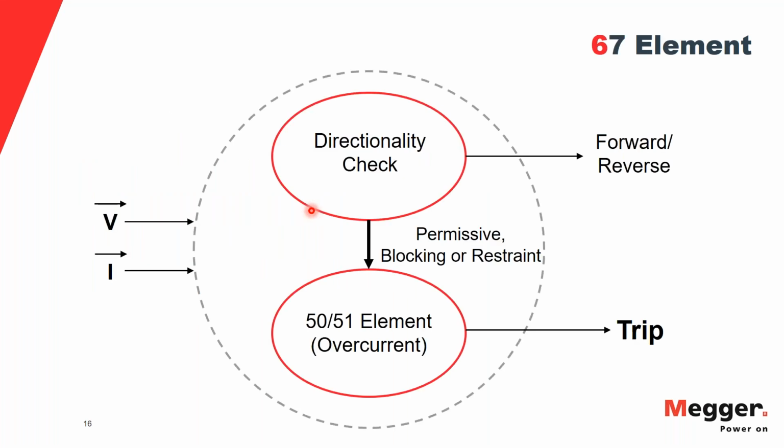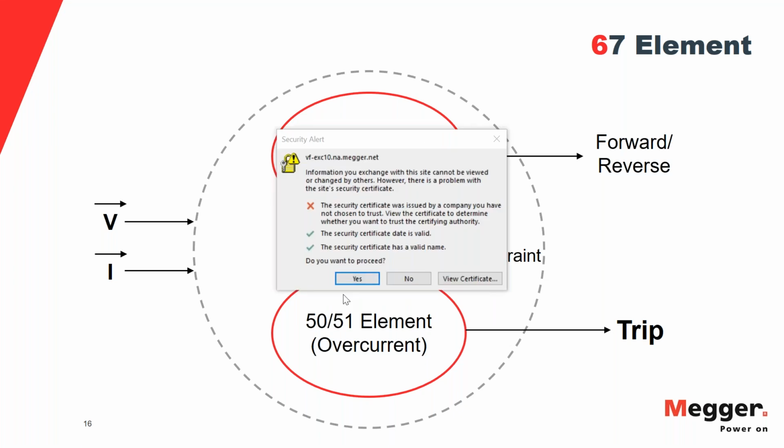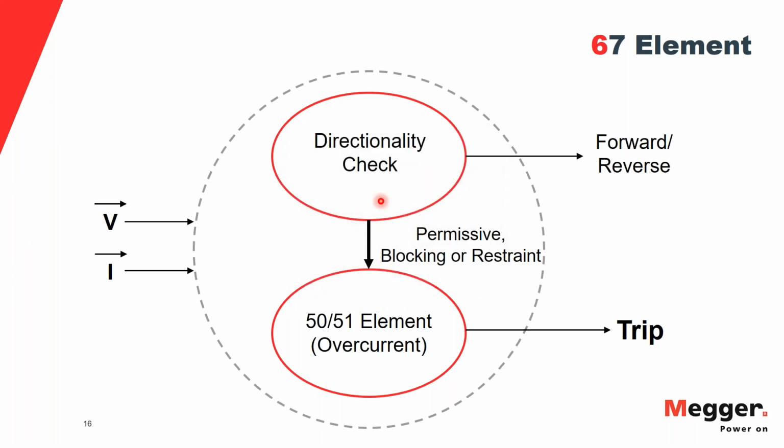So in any 67 element I have drawn here, it basically looks for both voltage phasors and current phasors. Keep in mind, it's not just looking for current, but also some kind of a voltage phasor as well. So it sees the voltage phasor and current phasor, and it runs some algorithms inside. If it's a microprocessor relay, or if it's an electromechanical relay, it has some filters, and then it also checks for directionality. So the first thing the 67 element does is check for directionality.